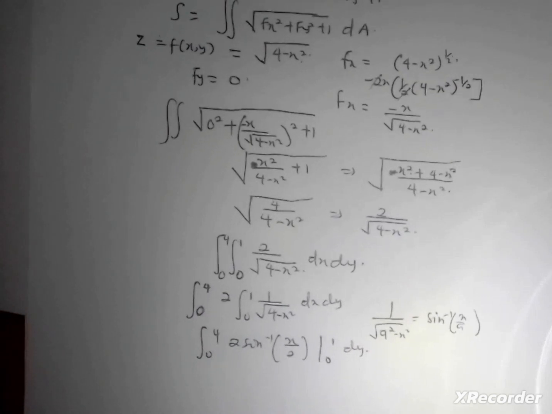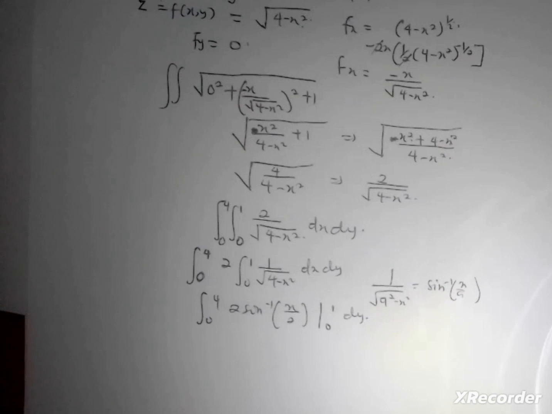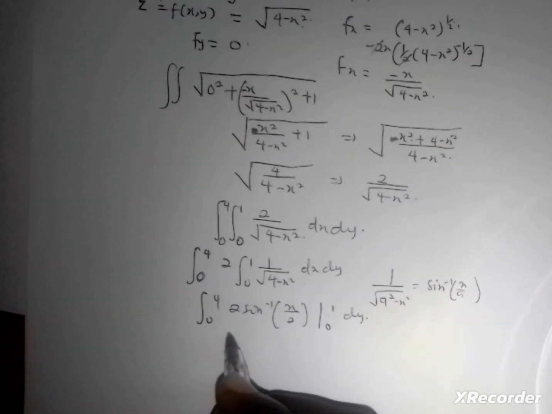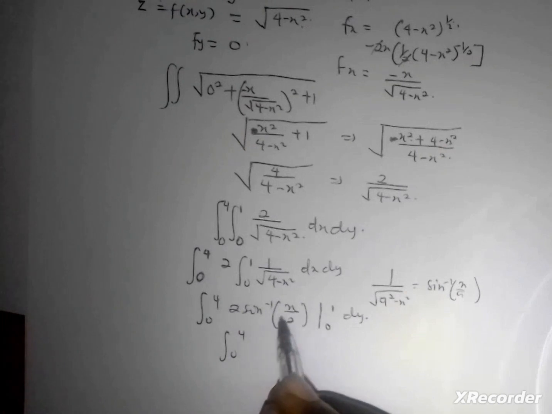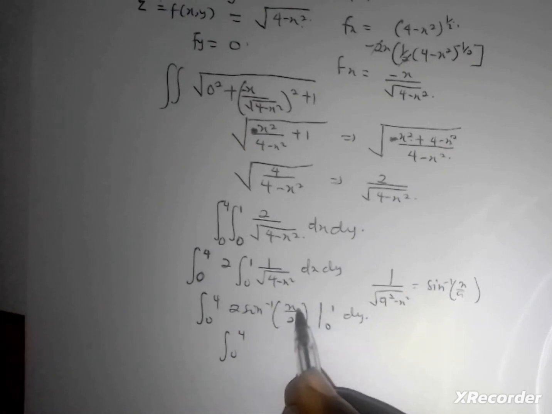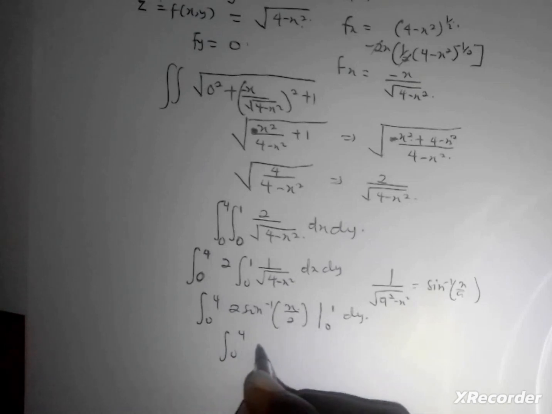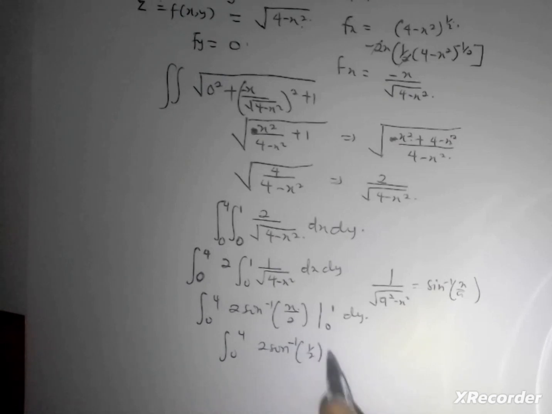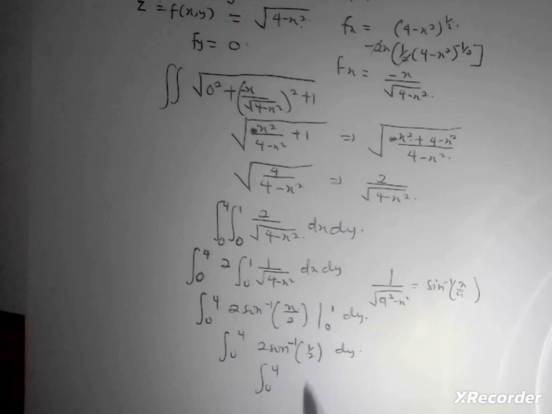Once I have this, I move on to simplification. I get the integral from 0 to 4 of 2 sine inverse of x/2. I'm going to put 1 here, then I'll put 0. When I put 1, I'm going to get 2 sine inverse of half. When I put 0, sine inverse of 0 is 0, so I do away with that. So this becomes the integral from 0 to 4. Sine inverse of half is 30 degrees, which is pi on 6, right? So 2 multiplying pi on 6 dy.